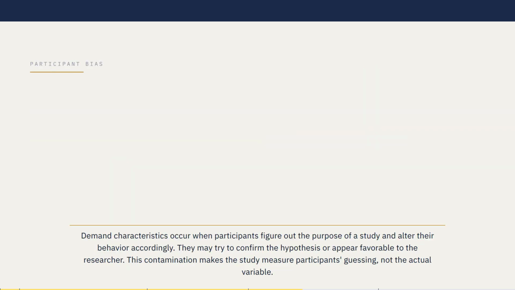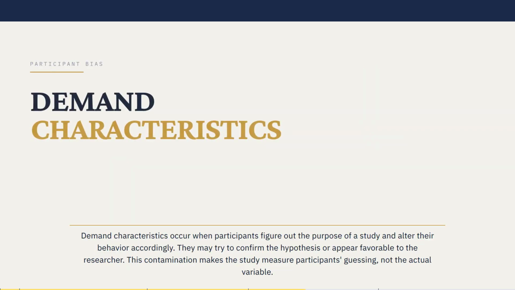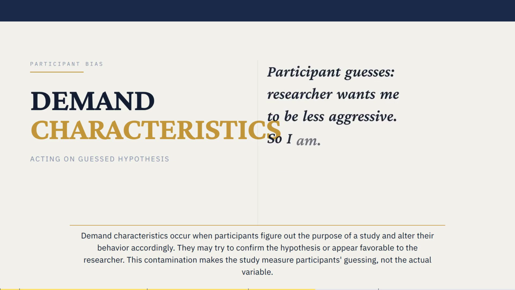Demand characteristics occur when participants figure out the purpose of a study and alter their behavior accordingly. They may try to confirm the hypothesis or appear favorable to the researcher. This contamination makes the study measure participants guessing, not the actual variable.